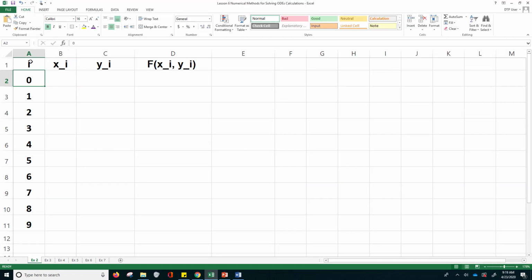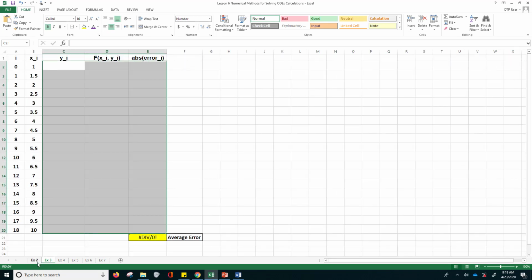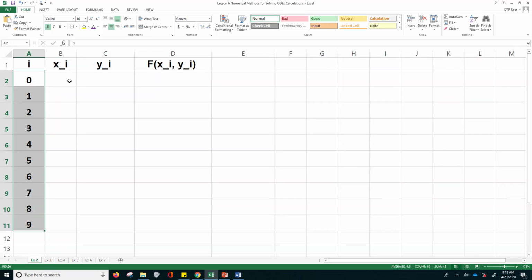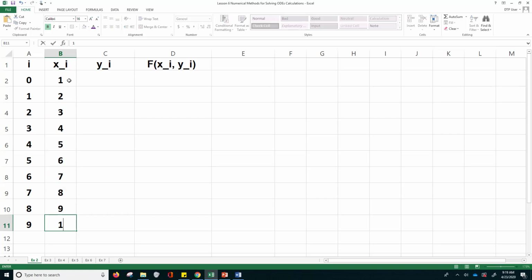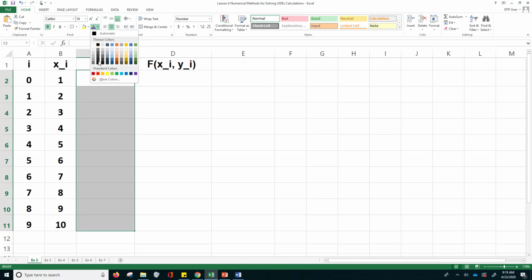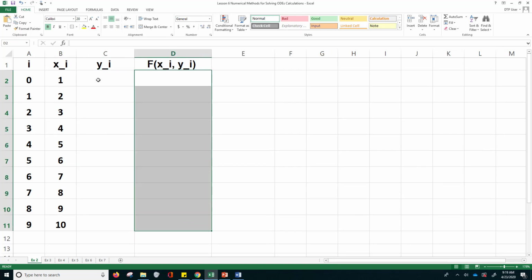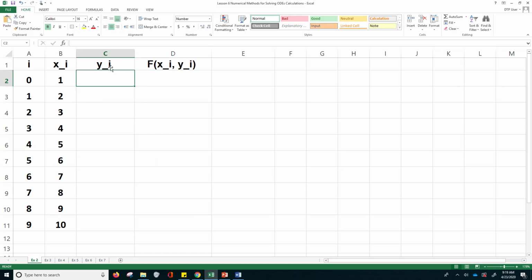Okay, so I'm going to do 0 to 9. So this is going to be 1, 2, 3, 4, 5, 6, 7, 8, 9, 10, right? Those are my values of x. My values of i, I'm going to make red, and we'll see what they are in a second. And this is where I'm going to store my y's. This is where I'm going to store my estimates of slopes. Now, numerically, you have to figure out the slope before you figure out the y, but I just wanted the x and the y's to be next to each other, so that's why I did that.